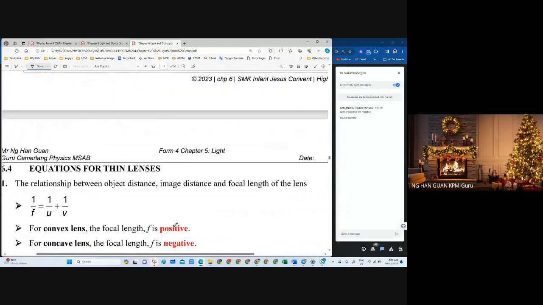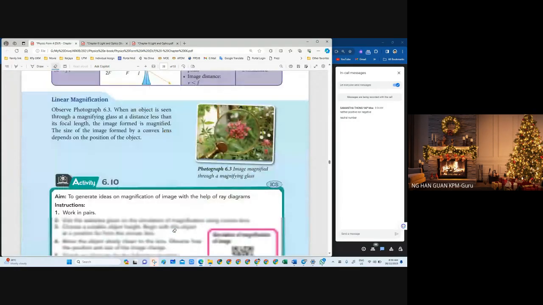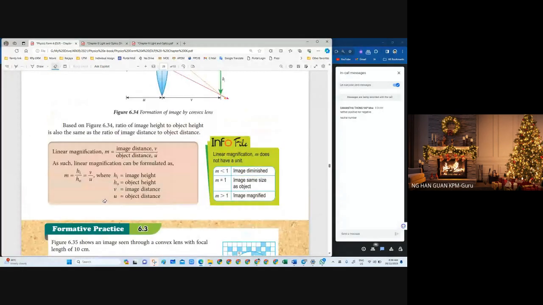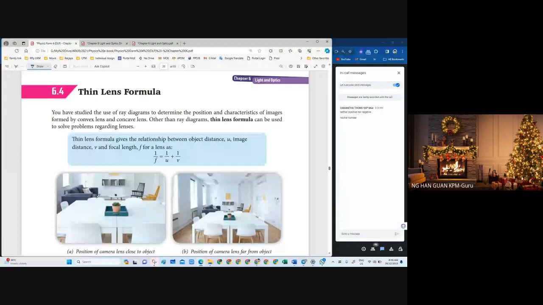Now I'm going to discuss the equation for thin lenses. This is the lens equation: 1/f = 1/u + 1/v. In the textbook, it only discusses the linear magnification, which I'll talk about later. The thin lens formula, the lens equation, is 1/f = 1/u + 1/v, where f is the focal length, u is the object distance, and v is the image distance.